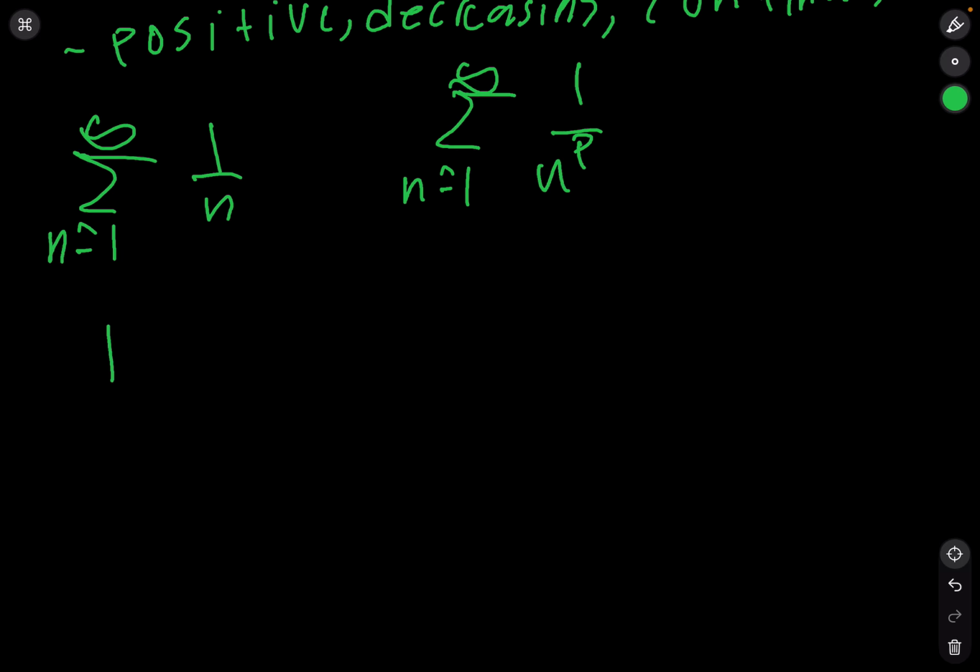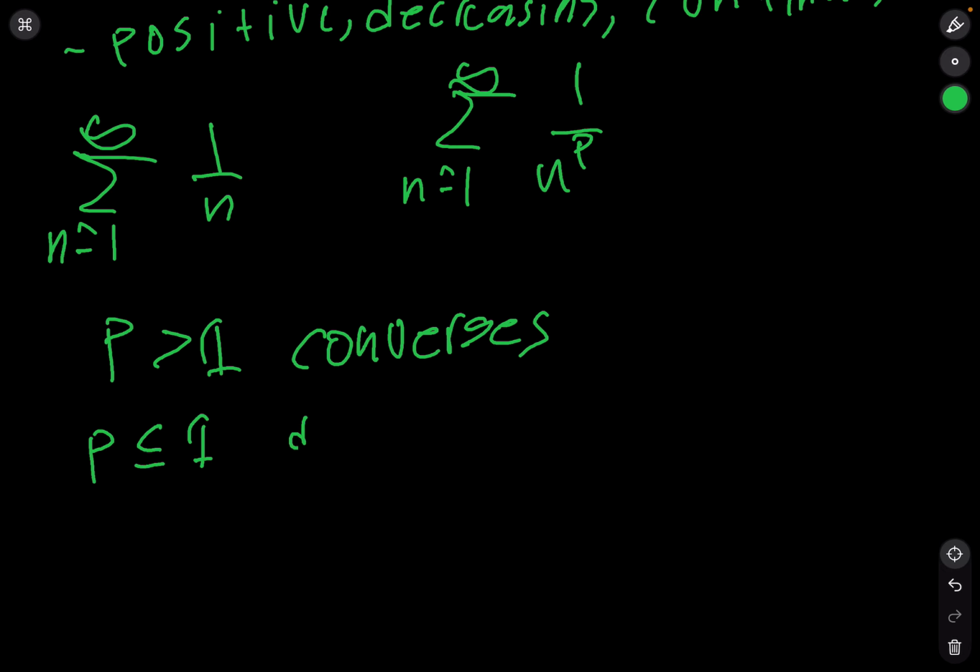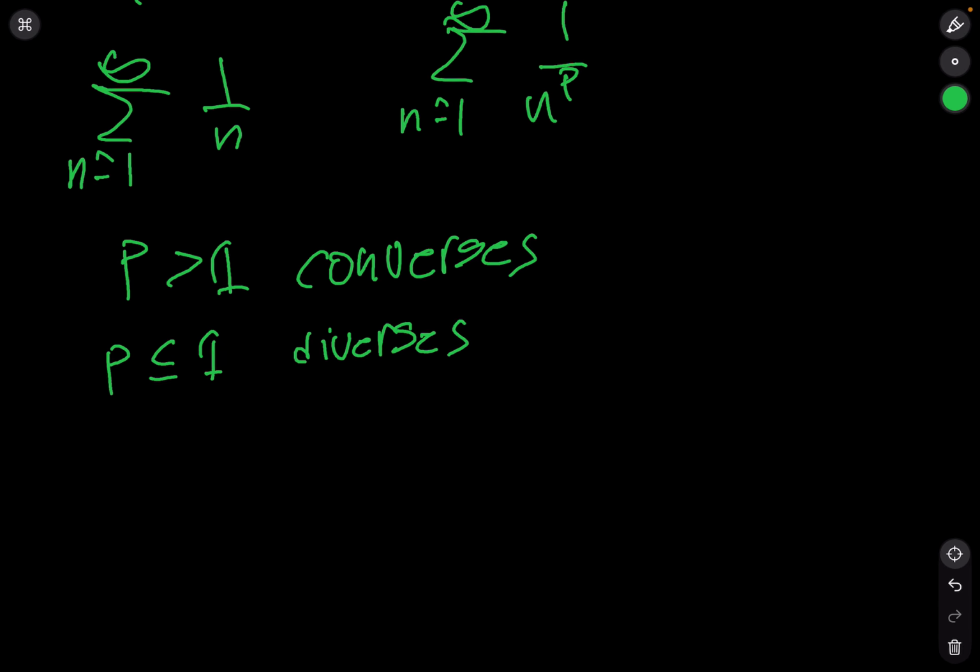If p is greater than 1, it converges. If p is less than or equal to 1, it diverges. You might be wondering, why is that? Well, this is why we did the integral test first.